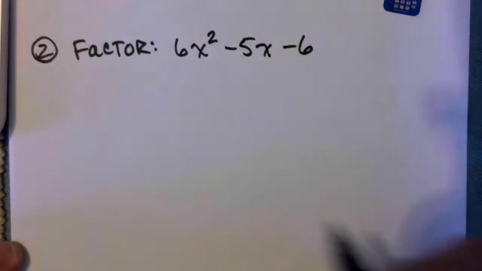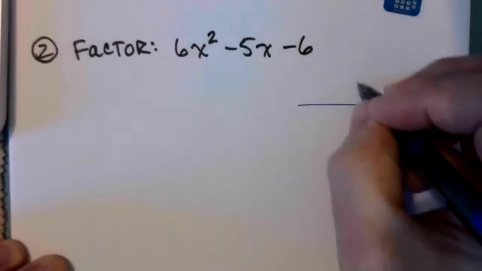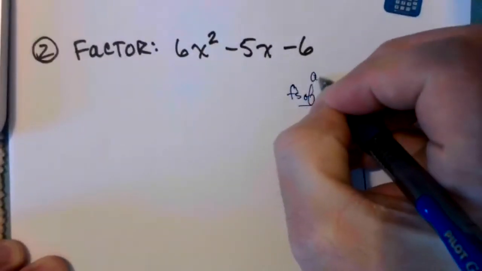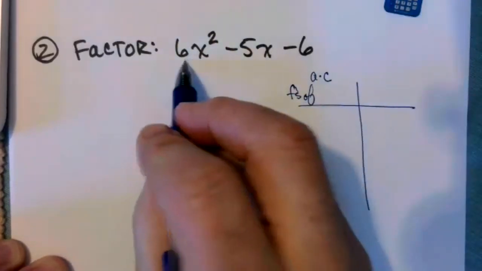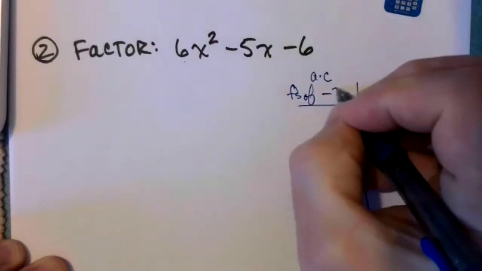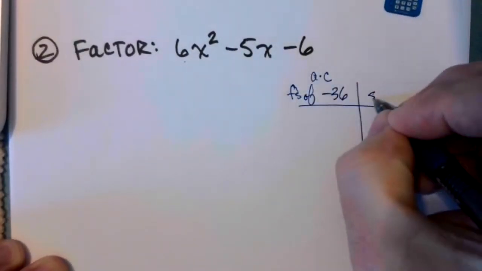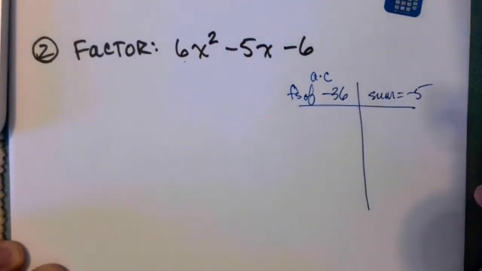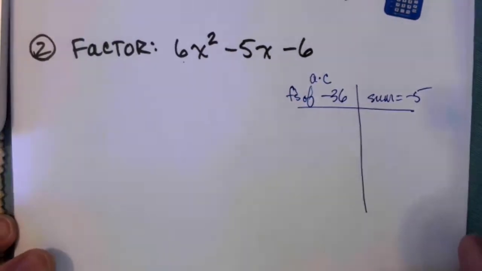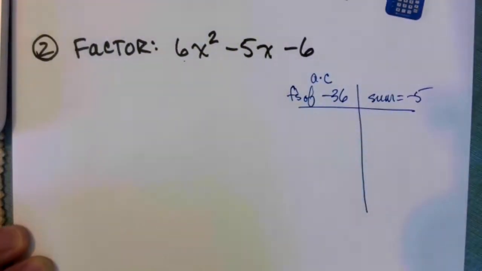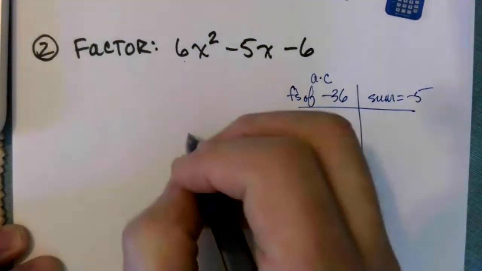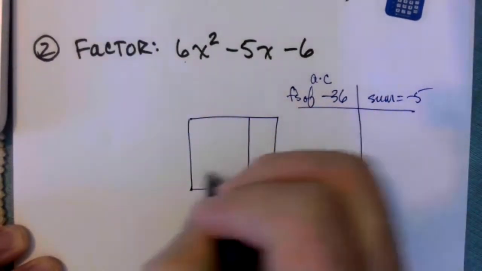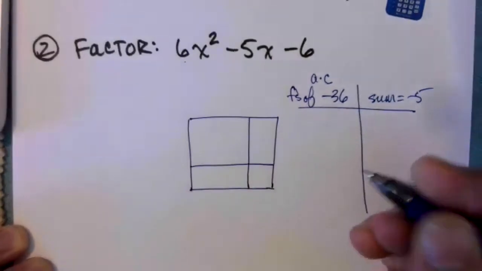So, again, we are going to do factors of a times c. In this case, 6 times negative 6 is negative 36. I want the sum of those factors to equal negative 5. I know there are lots of people that organize this stuff differently, and you're welcome to do that. There are lots and lots of videos out there for how to do this. You can just do straight up guess and check. It's just you might be there for a hot minute.